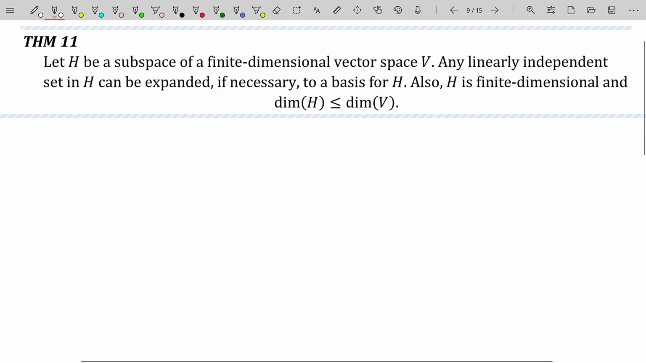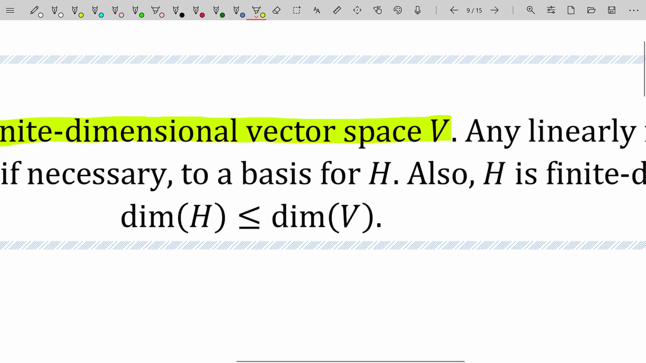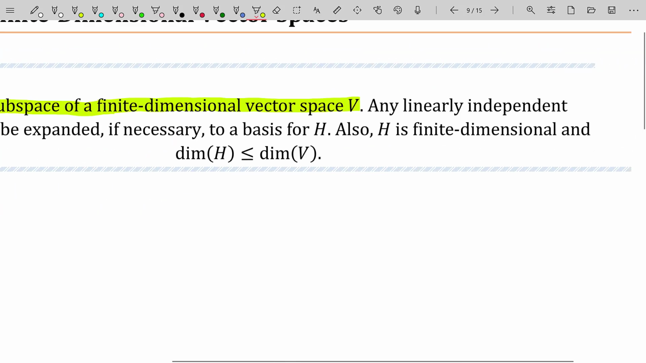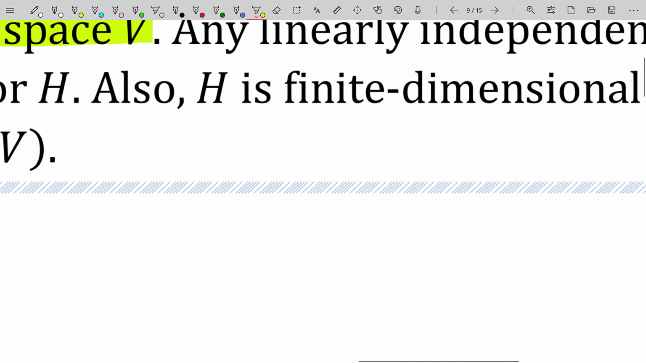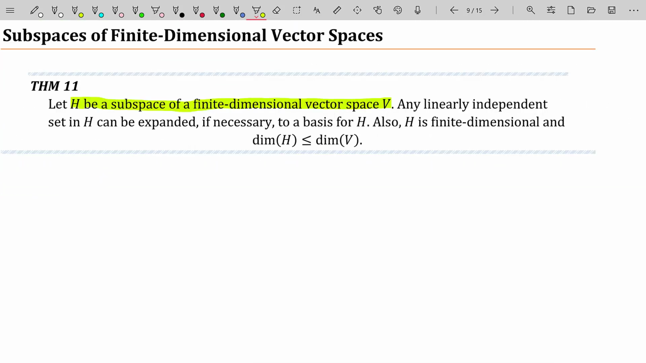The theorem that we're going to need is this guy right here. Let H be a subspace of a finite dimensional vector space. Something you should remember is that a finite dimensional vector space is a vector space with a basis containing only a finite number of vectors. So H is a subspace of a finite dimensional vector space. That actually means that H is also finite dimensional, but that's actually part of this theorem. But it should make sense. If it belongs to a vector space that's finite dimensional, then obviously H should also be finite dimensional. But we're not going to prove that here, but it should be somewhat obvious.